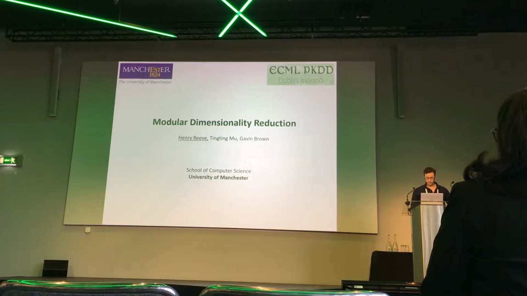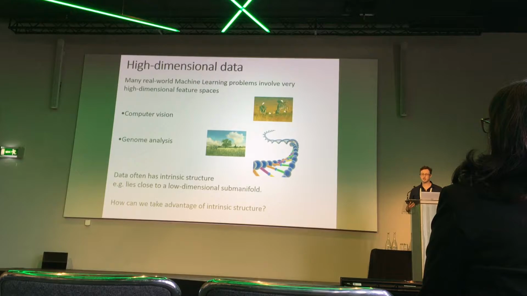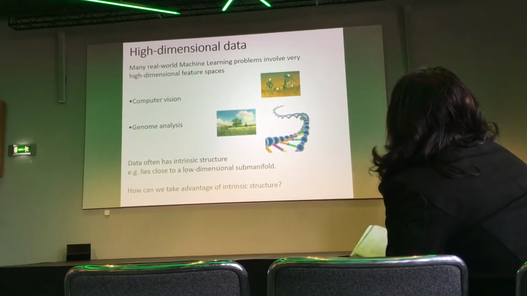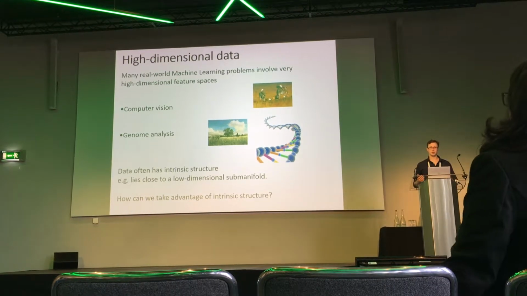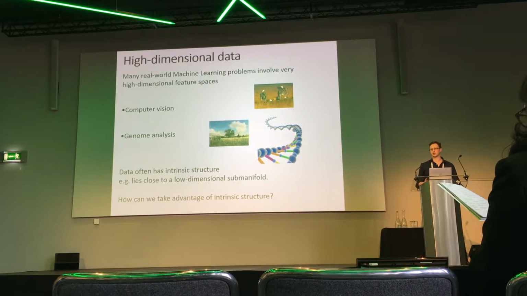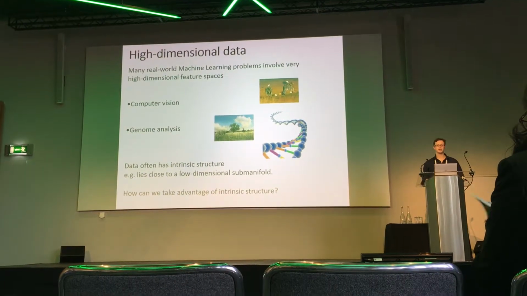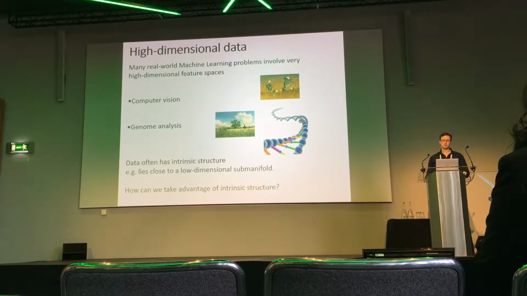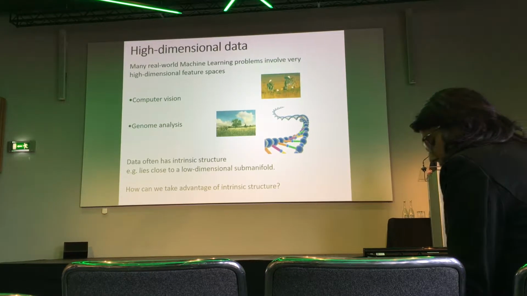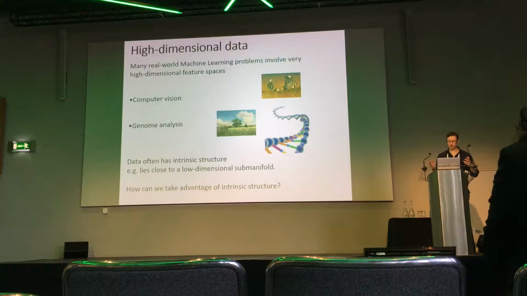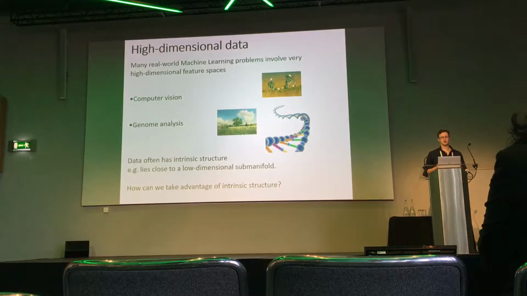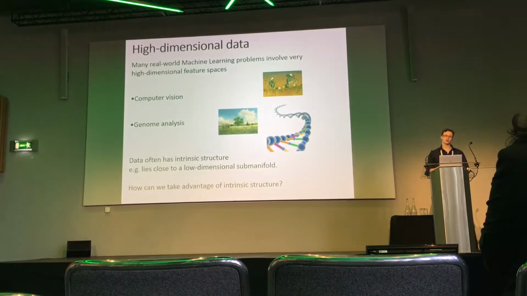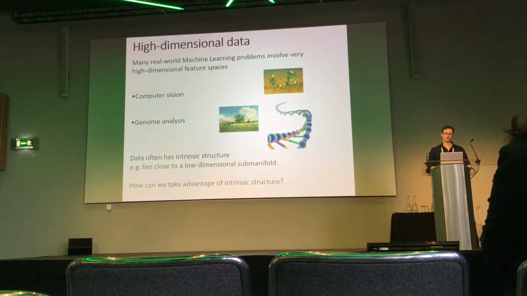Okay, so the problem we're starting off with is one of high-dimensional data. In numerous machine learning applications we encounter in the real world, we have extremely high-dimensional data sets, including cases from computer vision through to genome analysis. And this gives us both statistical and computational problems. But the key thing is that whilst this data itself is very high-dimensional, the actual distribution that the data lies on might have some intrinsic structure, such as lying on or close to a low-dimensional manifold. And the question is, how can we best take advantage of that?